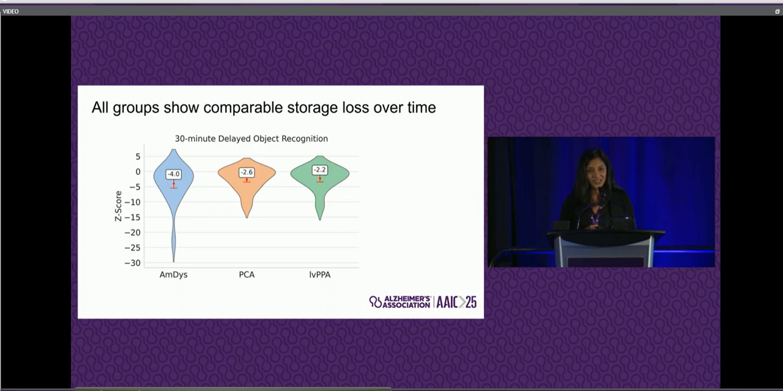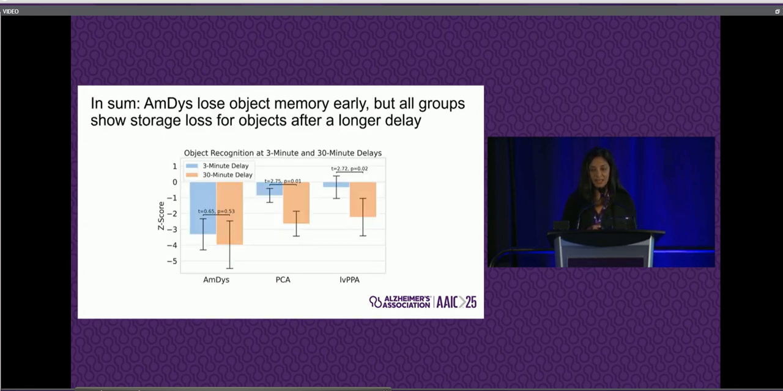The story changes after a longer delay. So where we might think that PCA and LVPPA had intact storage if we test only at the 3-minute mark, when we wait and test them again after a 30-minute delay, we now show that all groups show comparable storage loss over time. So in sum, the amnestic dysexecutive group lost object memory early, shown in the blue bars, but all groups ultimately ended up with storage loss for objects at the 30-minute mark, shown in orange.